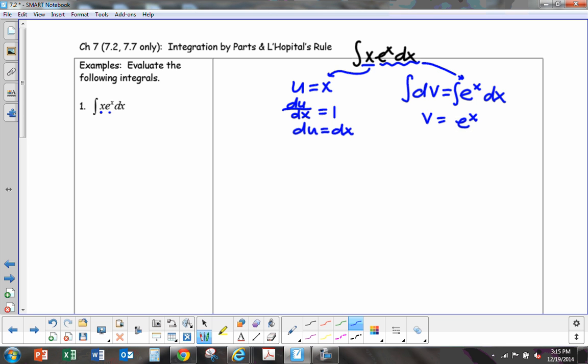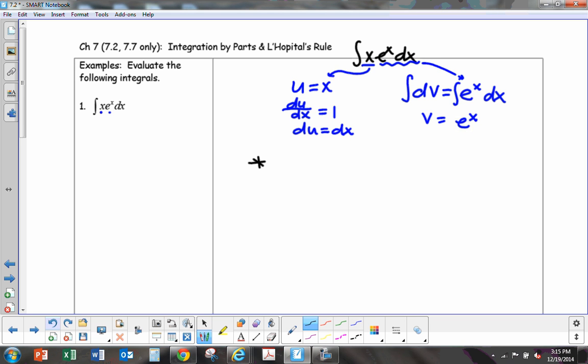Again, your guide, I wouldn't necessarily highlight this on your paper, but your guide is that u gets simpler as you differentiate, and then dv gets simpler as you come back through and integrate. Okay, I'm going to take that part off. All right, now we're trying to fit into the pattern that we had.